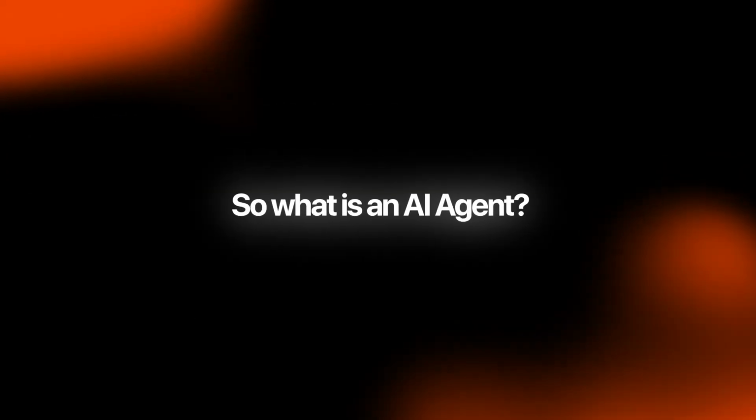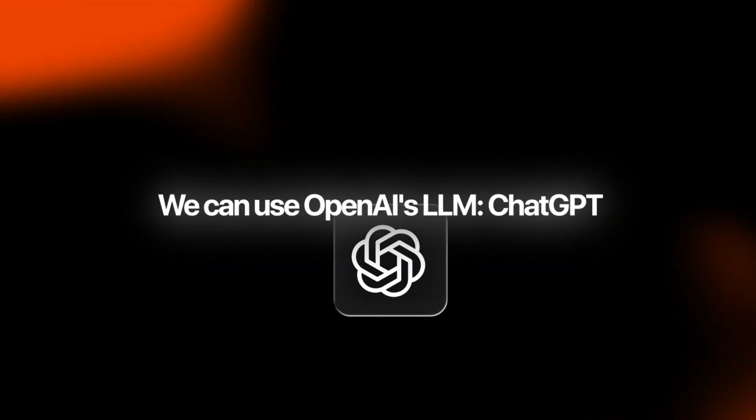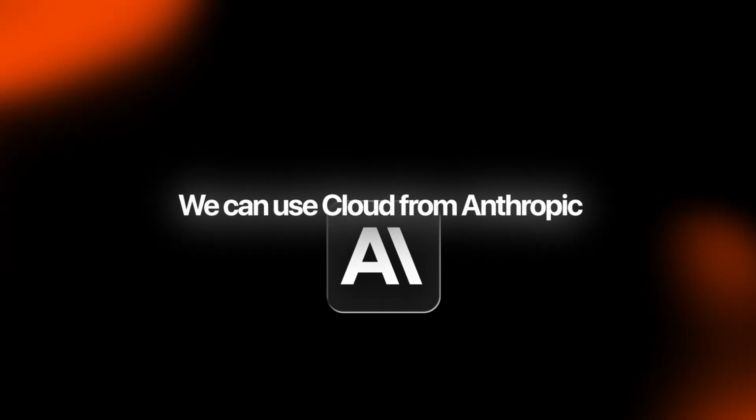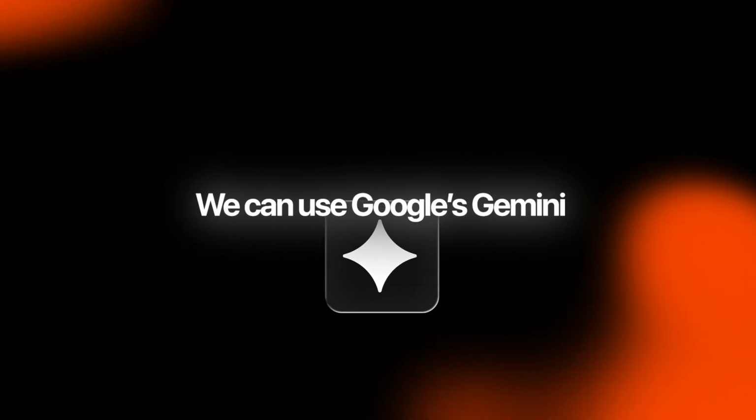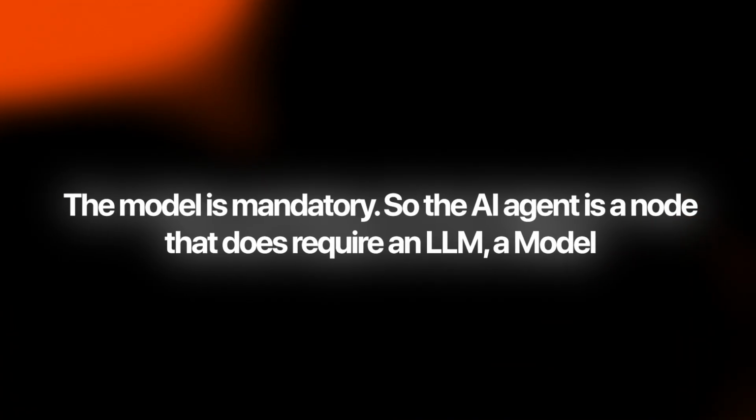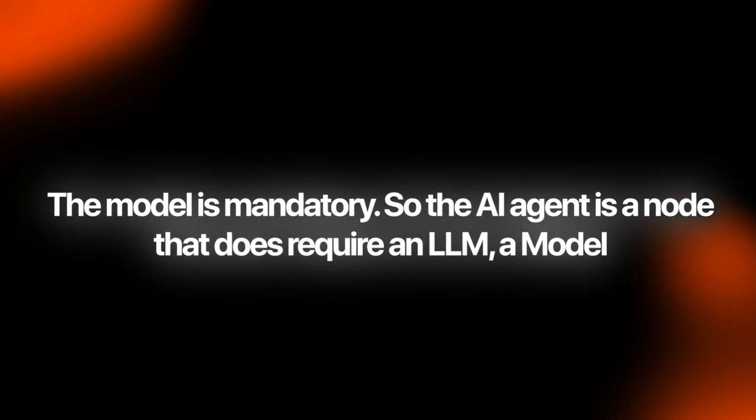So what is an AI agent? Basically, it's a way to interact with an LLM. And we can, of course, personalize the LLM. We can use OpenAI's LLM, ChatGPT. We can use Claude from Anthropic. We can use Google Gemini, whichever one we want. The model is mandatory. So the AI agent is a node that does require an LLM, a model, and we will see how we set that up.